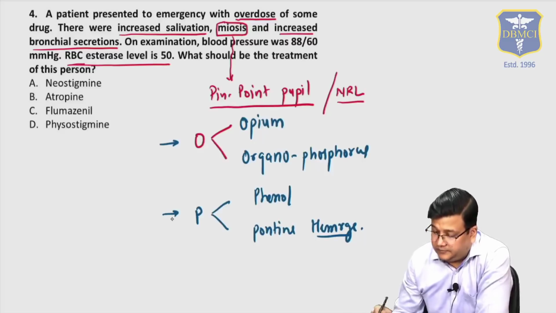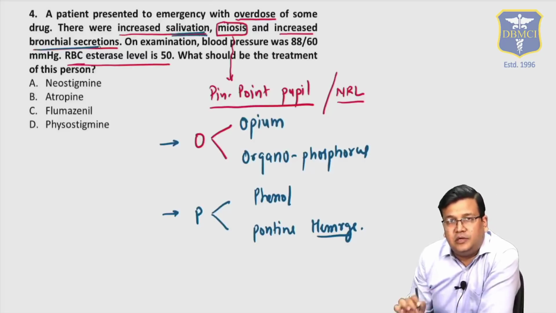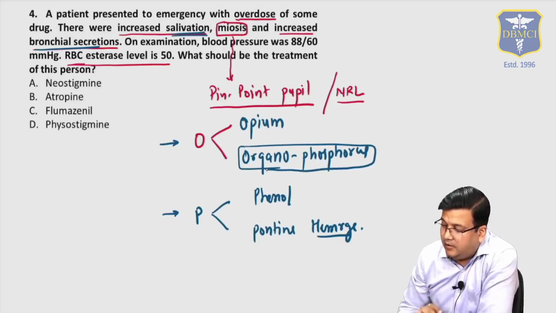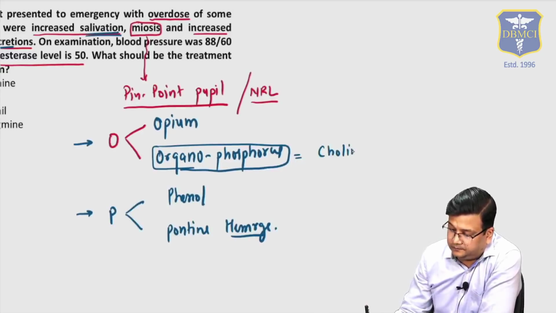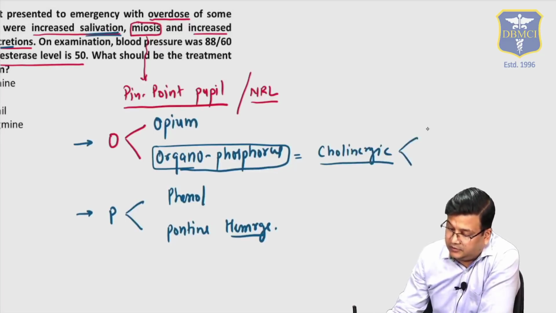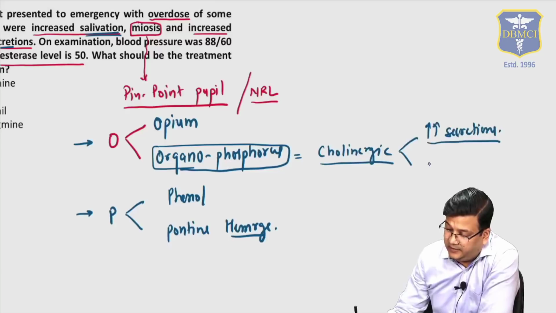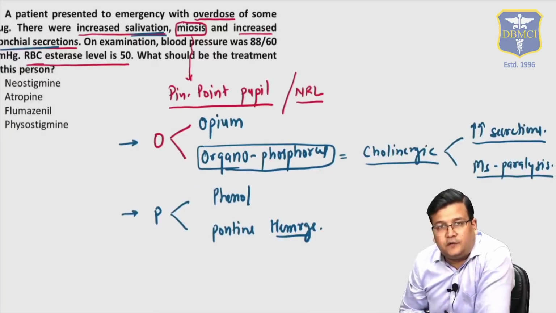Since the drug is also causing increase in secretions, the only possibility here is organophosphorus. Organophosphorus are cholinergic drugs, and they will cause all secretions to increase. All secretions will increase and ultimately there will be muscle paralysis. So we are looking at a case of organophosphorus poisoning.